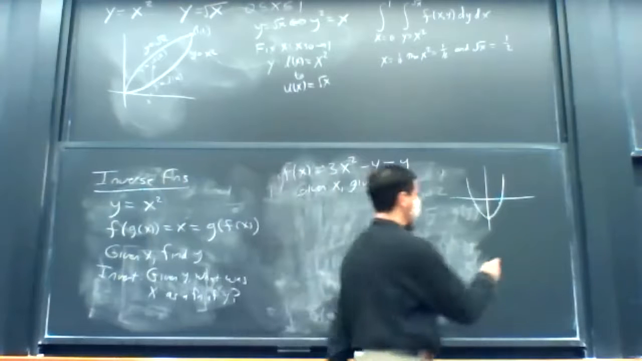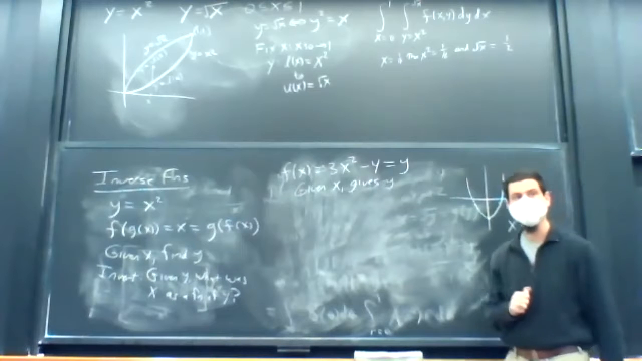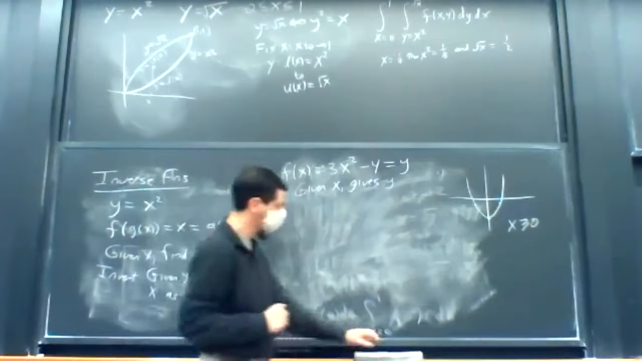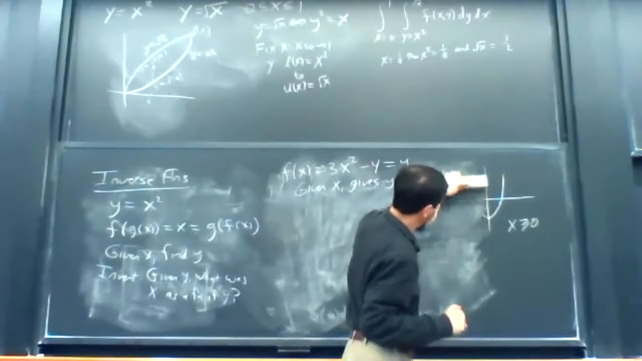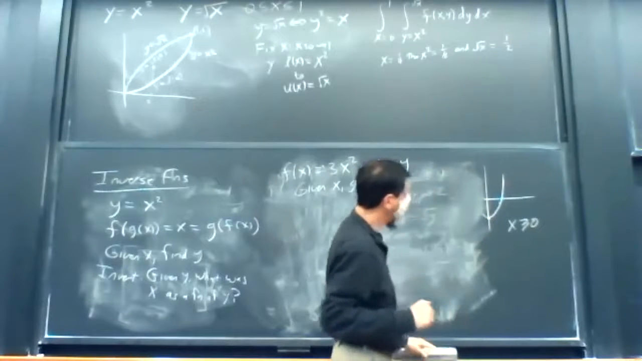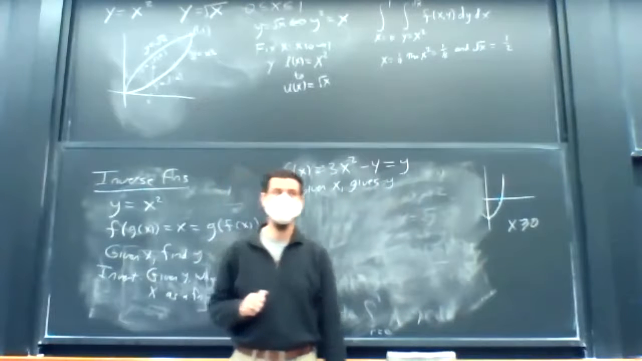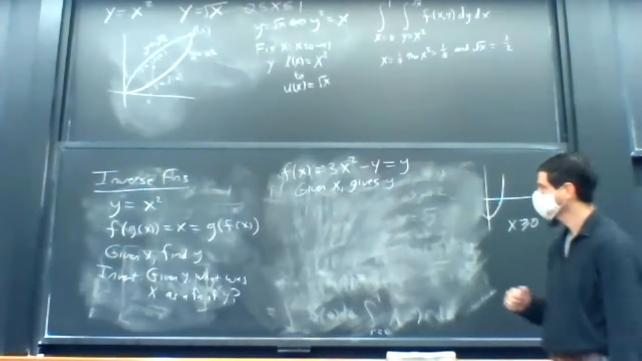So I might want to do, say, x greater than or equal to 0. I might want to put a restriction like that. And if I restrict to x greater than or equal to 0, I now lose the whole left half of the parabola. And now do I have a unique inverse? Yes. So you have to be a little bit careful sometimes, because there may not be a unique inverse.